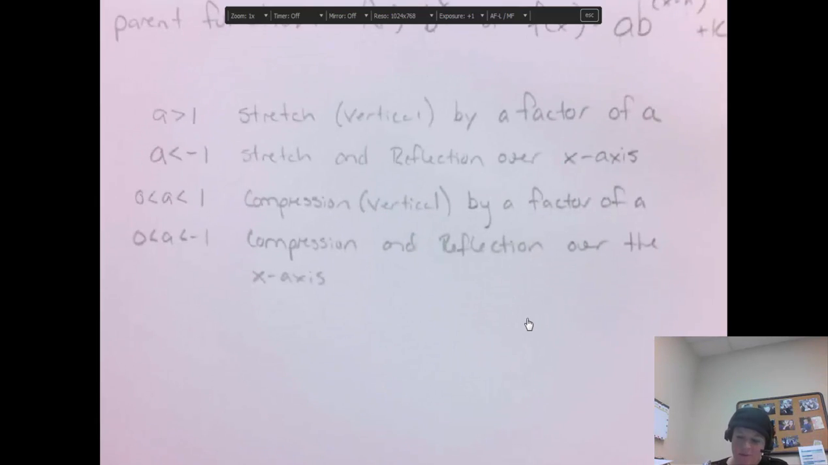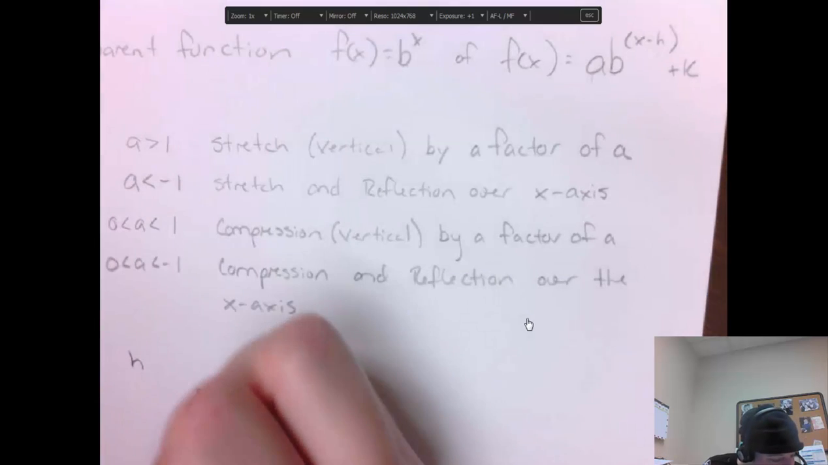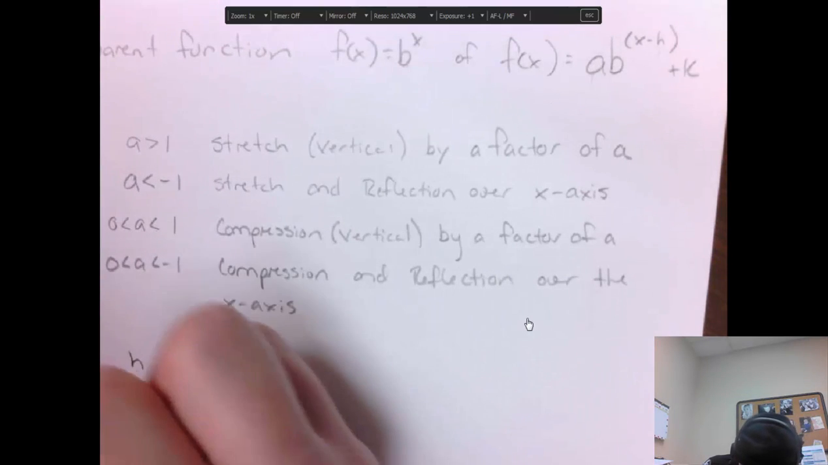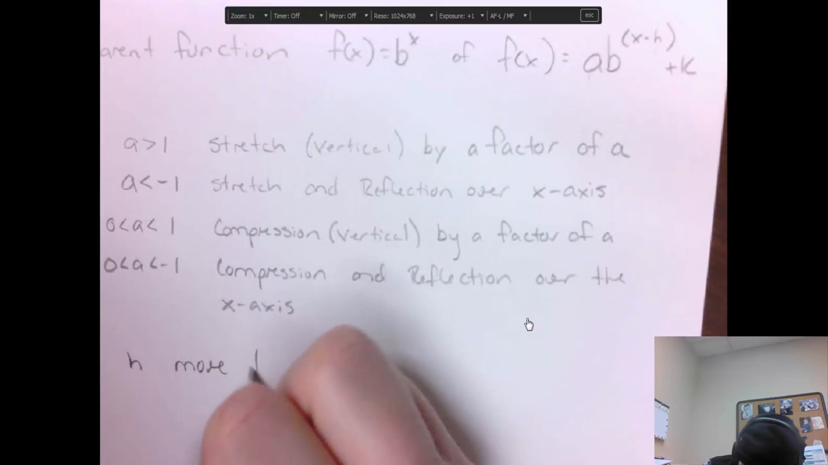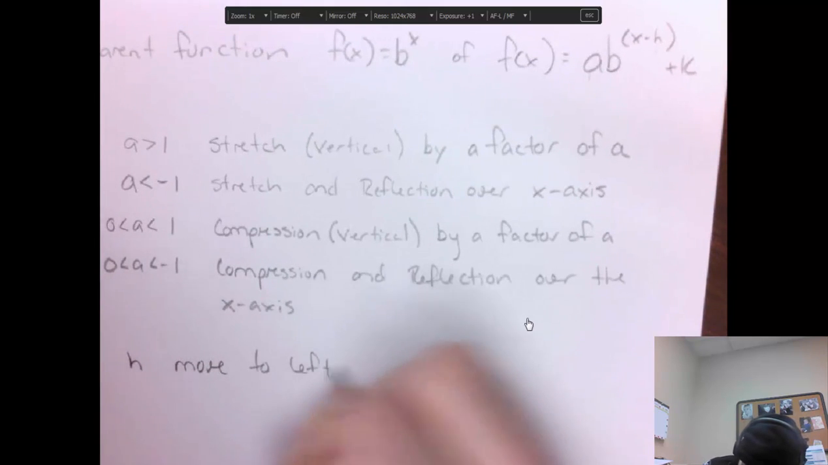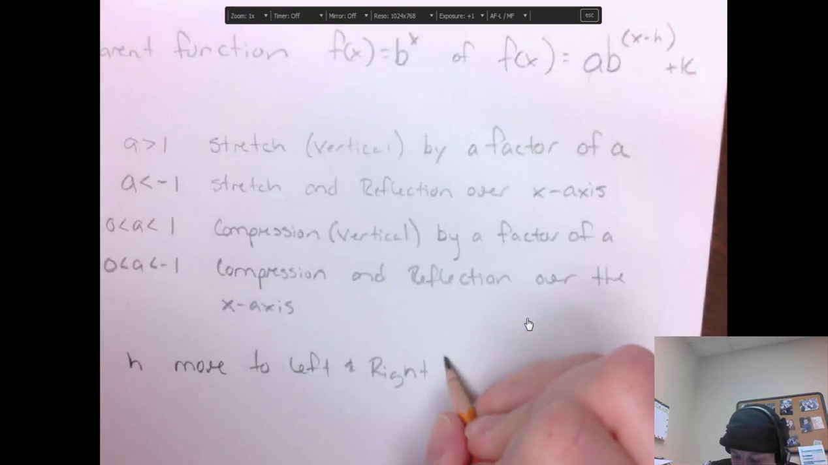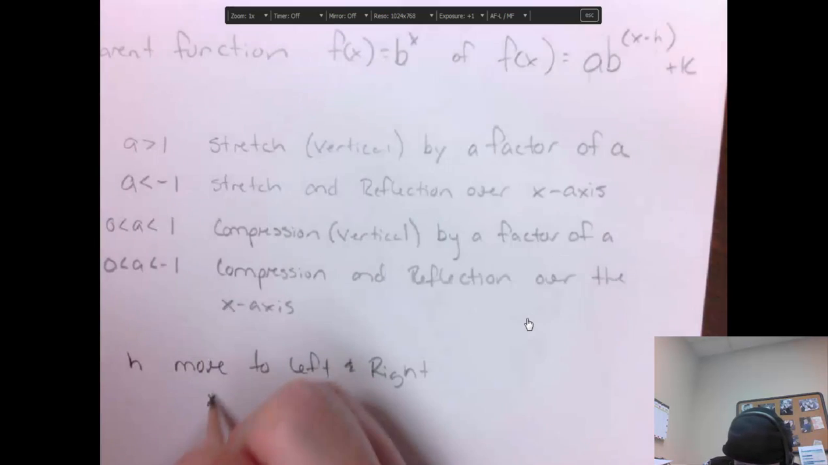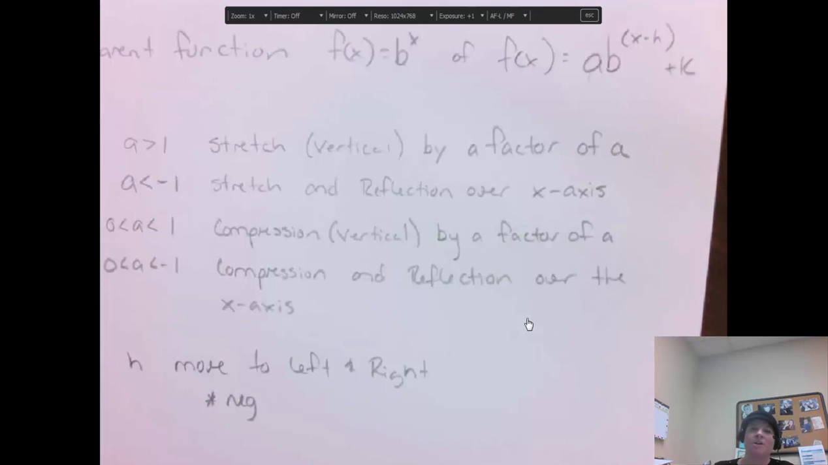All right, so let's look at what h and k do. What h is going to do is have a horizontal translation. It's going to move you back and forth. So h is a horizontal translation, which moves you to the left and right. Here's my side note: the negative sign here is going to move you to the right.